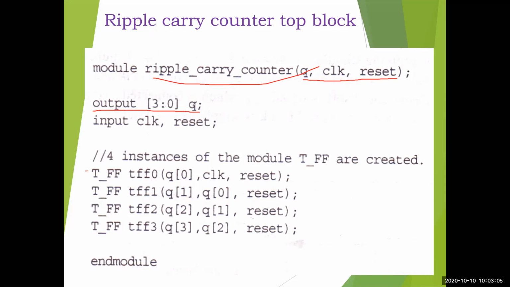Q[3:0]. Otherwise we have to define it in scalar form: Q0, Q1, Q2, Q3. Output Q0, comma, Q1, Q2, or Q3. Like that, we have to define 4 scalar variables. Like here, input clock and reset, 2 scalar variables with a comma we have written.